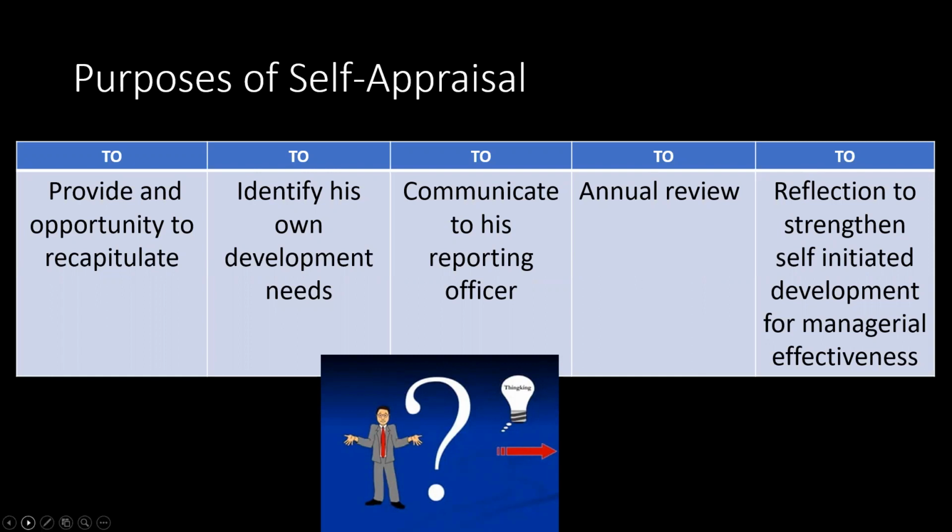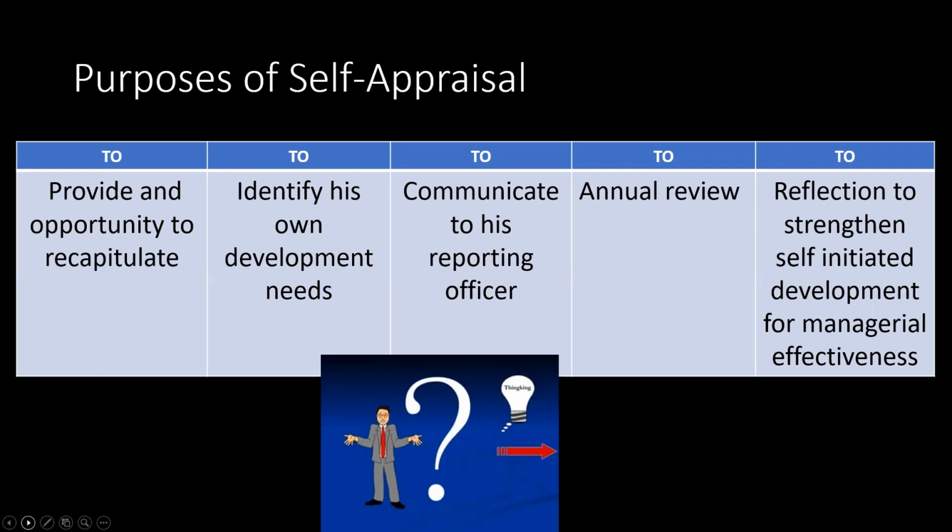The next is to identify his or her own development needs. Not everyone is perfect. Not everyone's learning is 100%. One requires to report to his higher officials the areas in which he needs to develop and progress. Hence, it helps to communicate to his reporting officers, who play a vital role in his promotion or training needs, the areas in which he needs to be assessed more objectively.